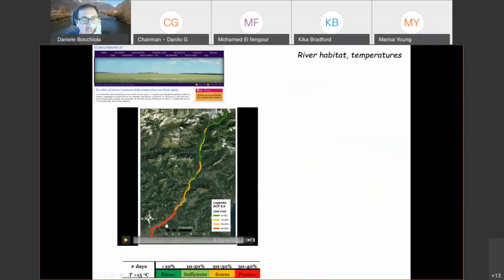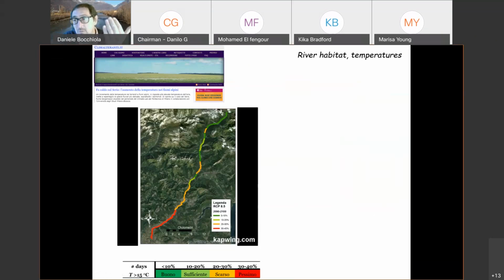Okay, at the end of the century, large stretches of the river will have 30-40, and many 20-30. I don't have time to dwell on this a lot, but in the future, not only will the temperature of the atmosphere increase, but also the temperature in rivers.